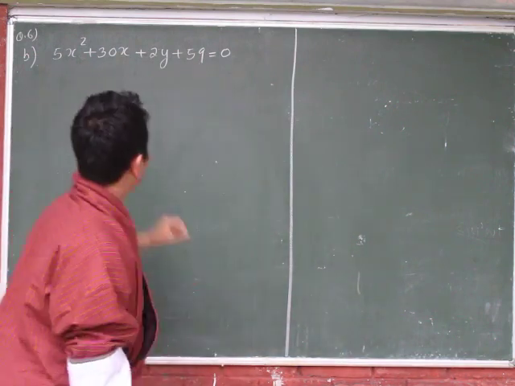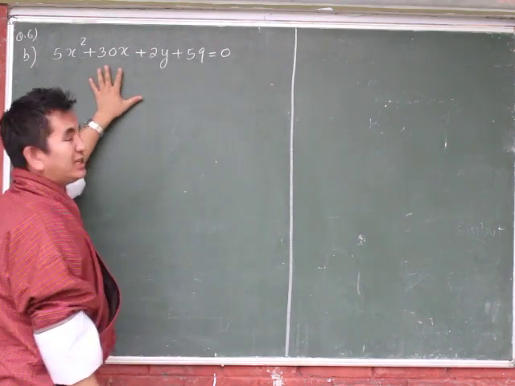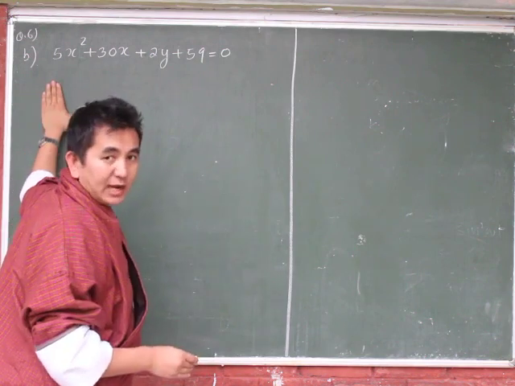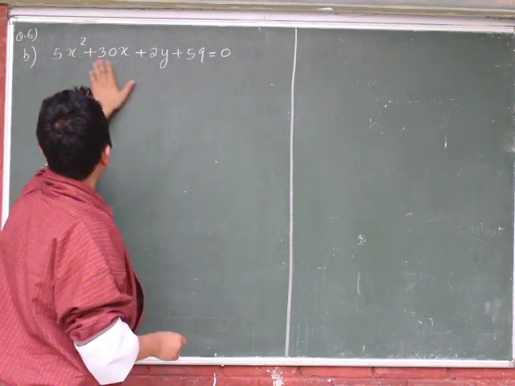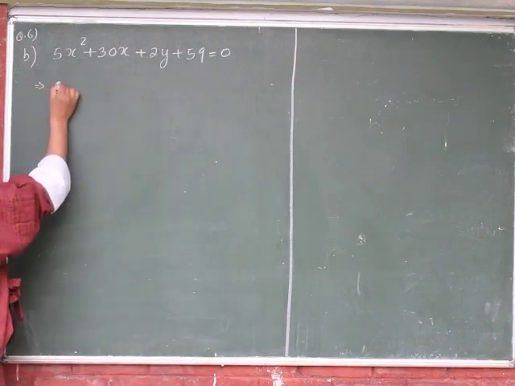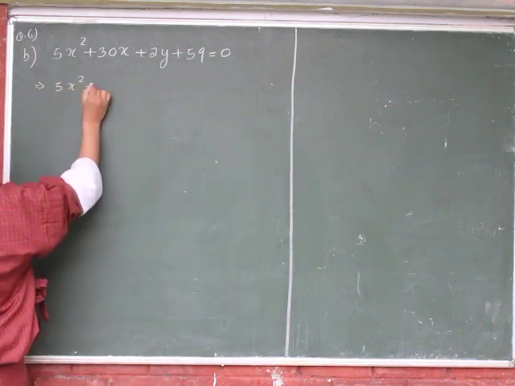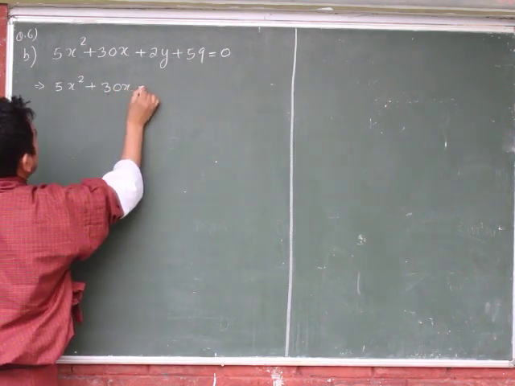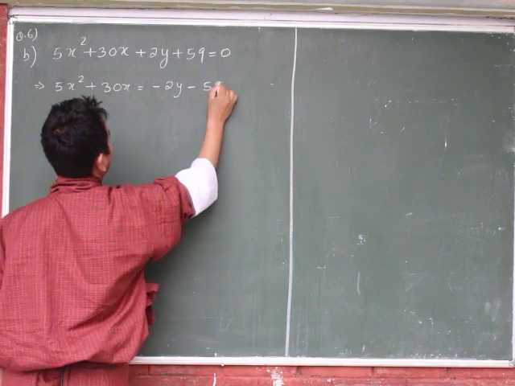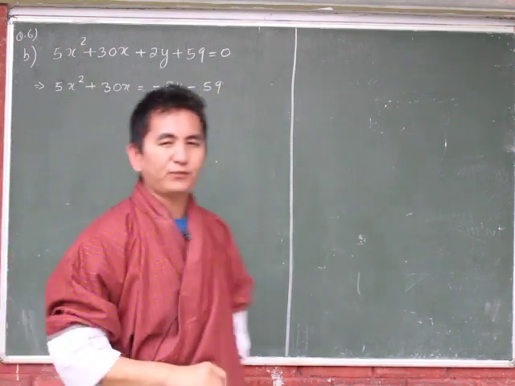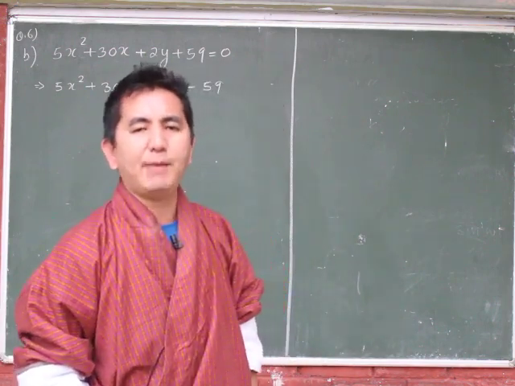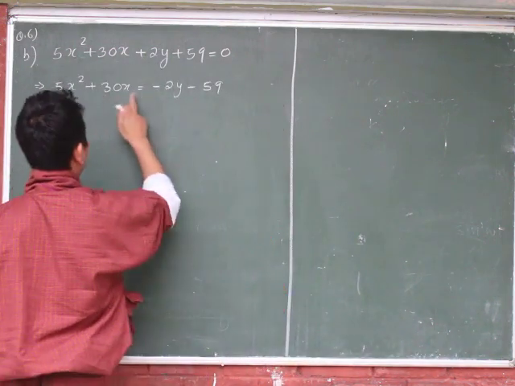0. So what I can do here is, whichever variable has x squared or y squared, always keep it on the left hand side. In this case we have 5x squared, so keep this on the left hand side. That implies we have 5x squared plus 30x is equivalent to negative 2y minus 59. Remember, this is a very important concept. A similar concept we are going to use under ellipse and hyperbola.